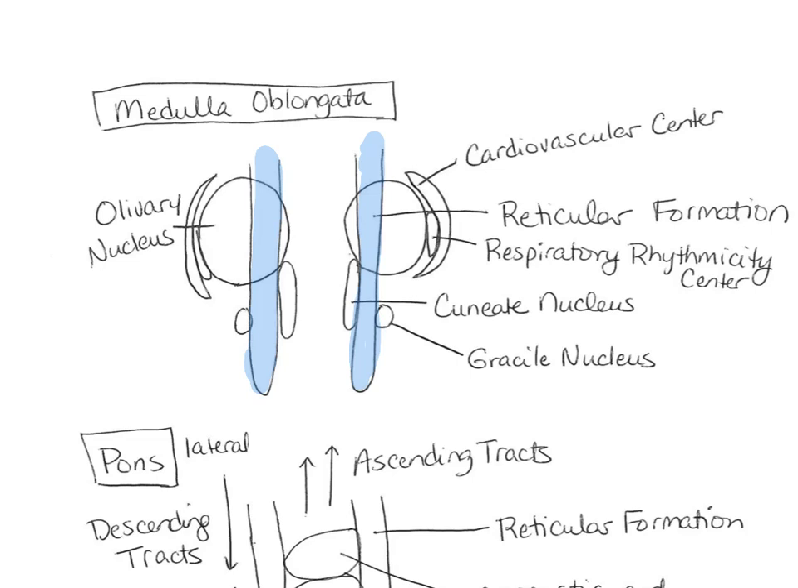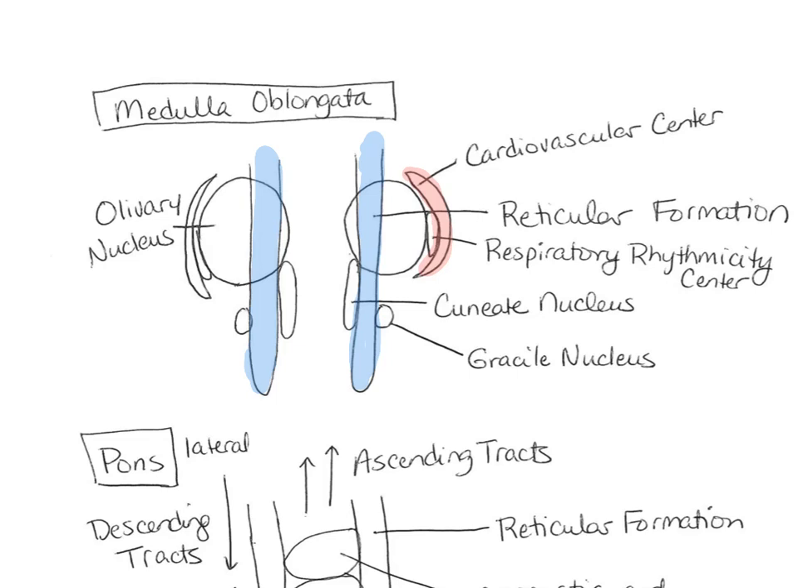And then it's going to go up until it gets to the midbrain. But we do have some other centers here in the medulla oblongata that are very important. We have the cardiovascular center. The cardiovascular center deals with the heart, and it will increase the heart rate, and it will increase the contractility of the heart, right? It doesn't set the pace for the heart. What sets the pace for the heart? The SA node, right? Yeah, absolutely.